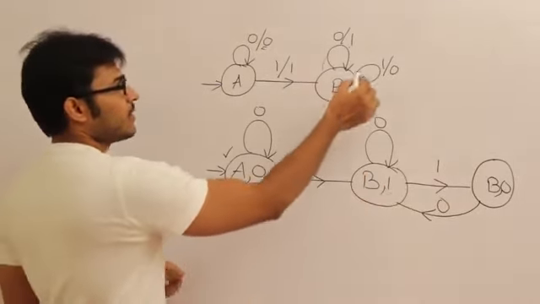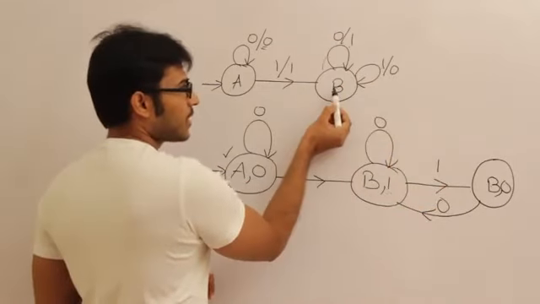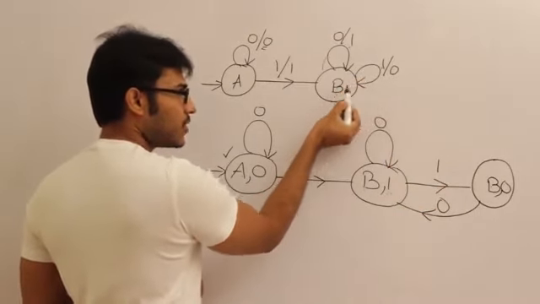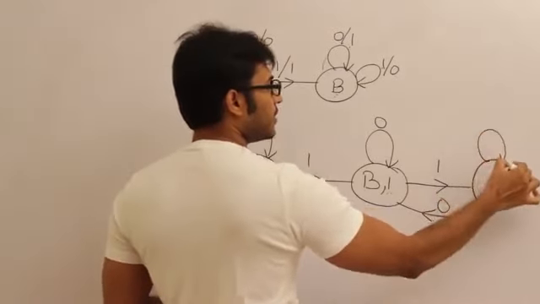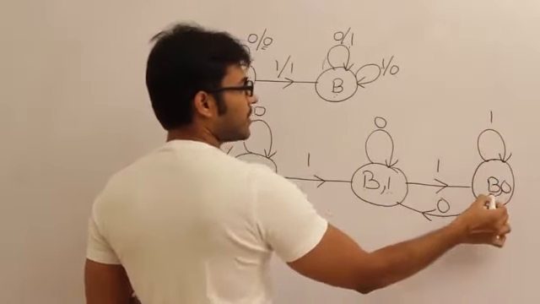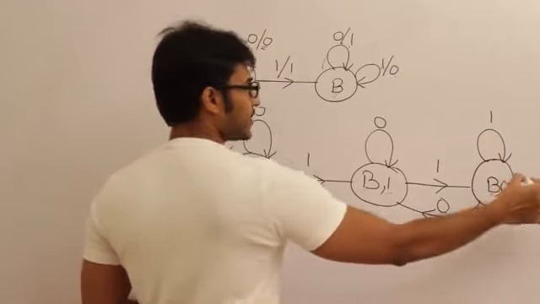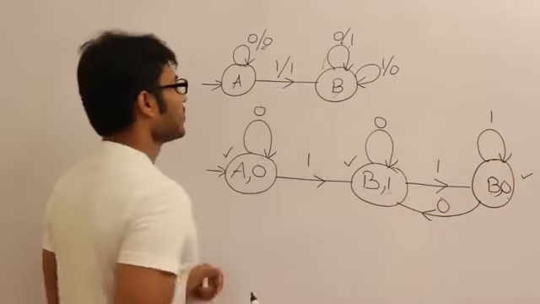Okay. And what about 1? Capital B on 1 is going to capital B itself and the output has to be 0. Capital B on 1 is going to capital B itself and the output is 0, and this one is also complete, right?